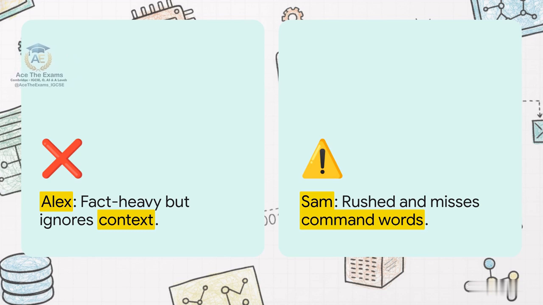Meanwhile, we have Sam. Sam looks at the clock, panics, rushes the answer, and completely ignores the evaluate command word, choosing instead to just describe what a sensor is. Because Sam missed those vital command word requirements, the assessment objectives are totally missed. To get the highest marks, you have to decode the command word first, and then anchor your brilliant technical facts directly to the specific context.